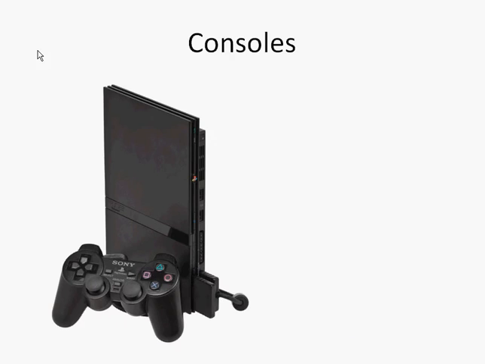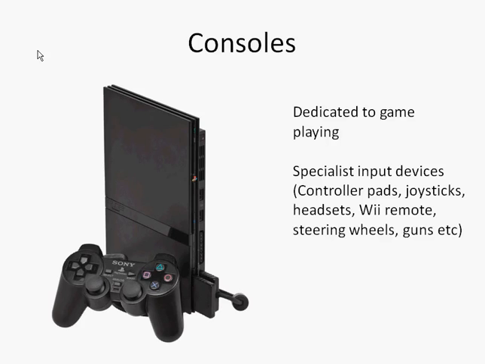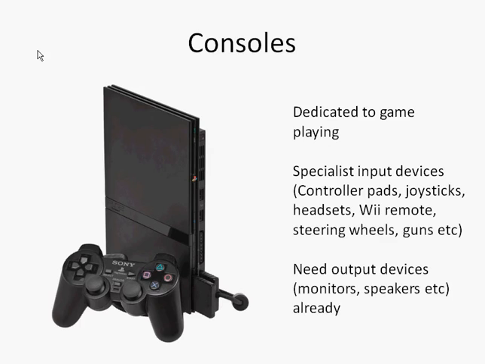We have dedicated computers for gaming called consoles. These have specialist input devices, so you're unlikely to use keyboards and mice with them, although you can. You're more likely to use things like controllers, joysticks, headsets, remotes, steering wheels, and even guns. You're expected to have output devices already, such as monitors and speakers, to connect your console up to.